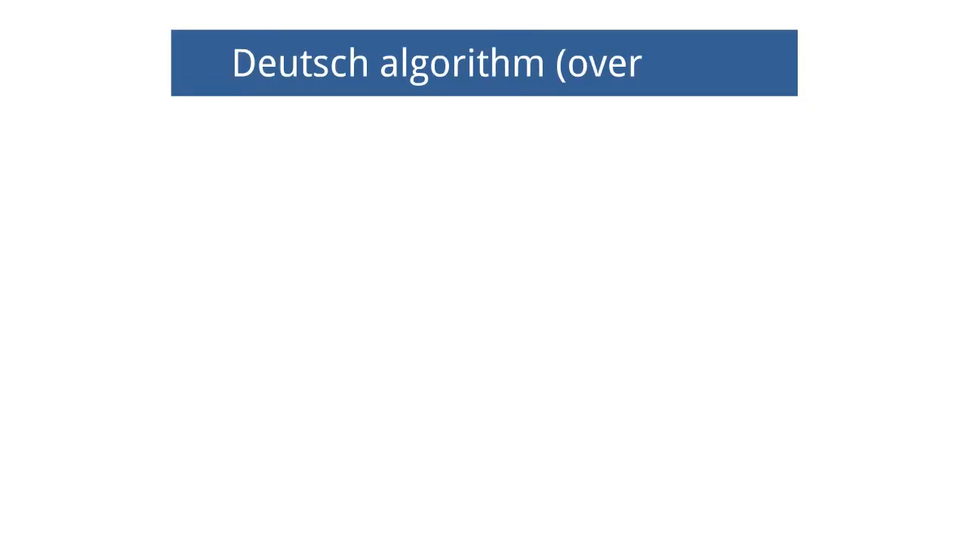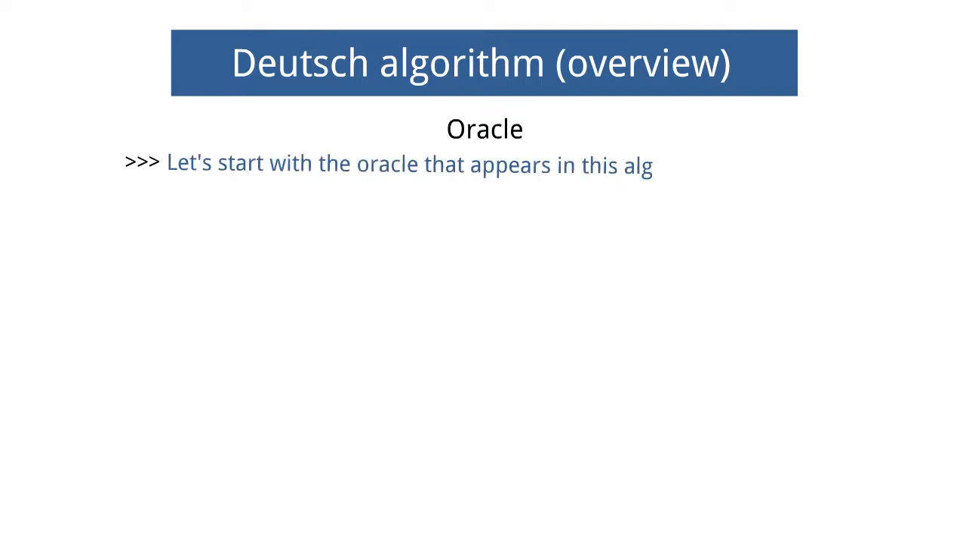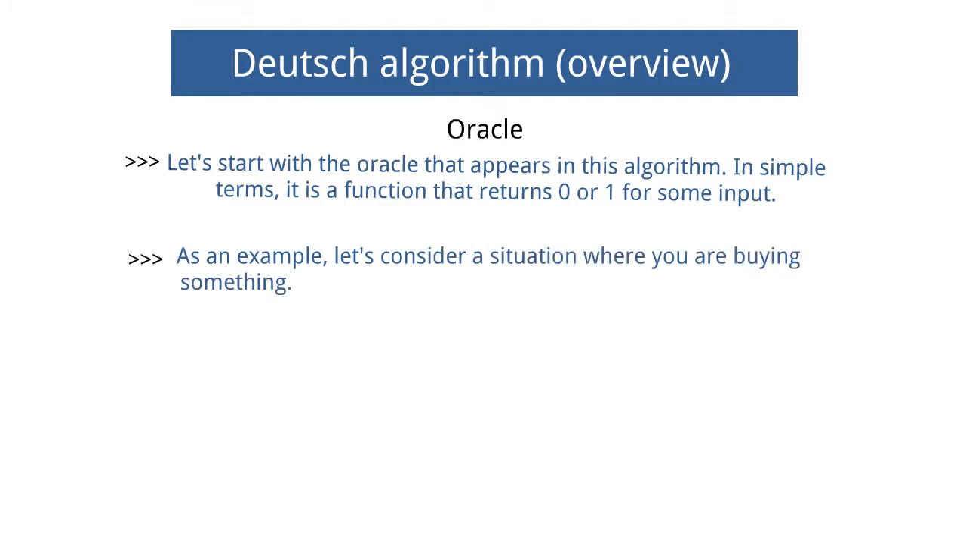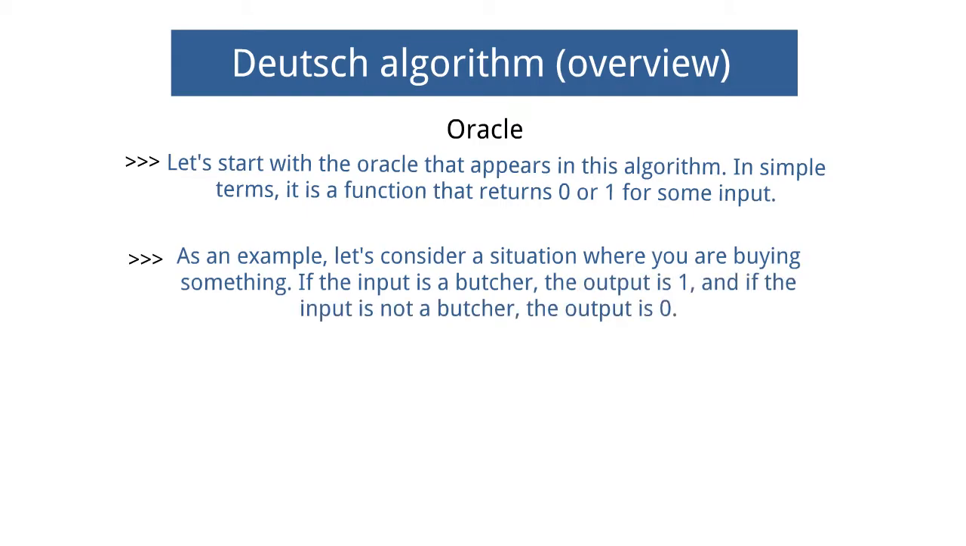Deutsch Algorithm Overview. Oracle. Let's start with the oracle that appears in this algorithm. In simple terms, it is a function that returns 0 or 1 for some input. As an example, let's consider a situation where you are buying something. If the input is a butcher, the output is 1, and if the input is not a butcher, the output is 0.